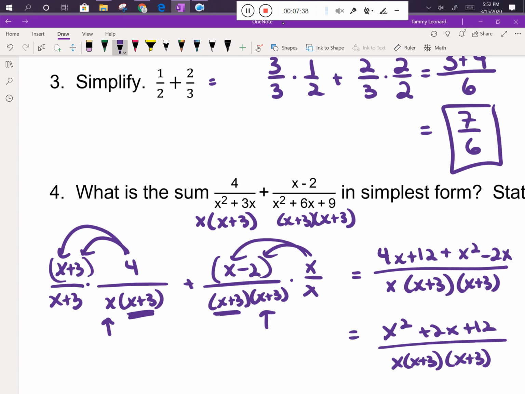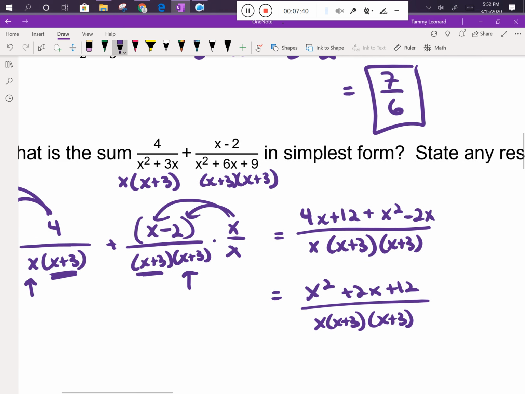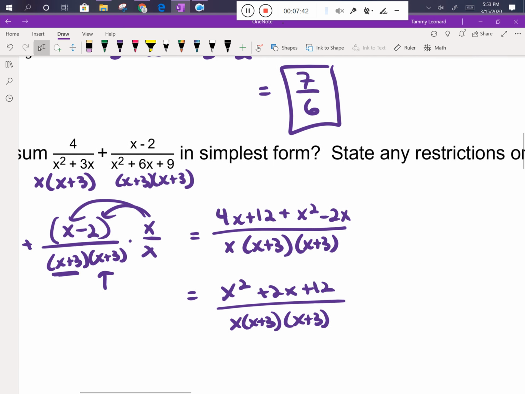Now, be careful. Always check and see, can you factor your new numerator? Sometimes you can. So we're going to look at that. What multiplies to make 12 and adds to make 2? Well, 12 can be 3 and 4. That doesn't add to make 2. It can be 6 and 2, which does not add to make 2. It can be 1 and 12, which does not add to make 2. There aren't any other factors of 12, and just changing those to double negatives, that won't make a 2. So this is my final answer.